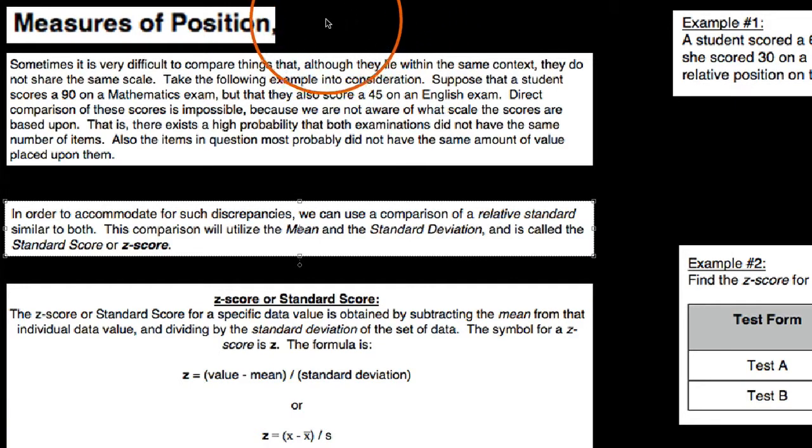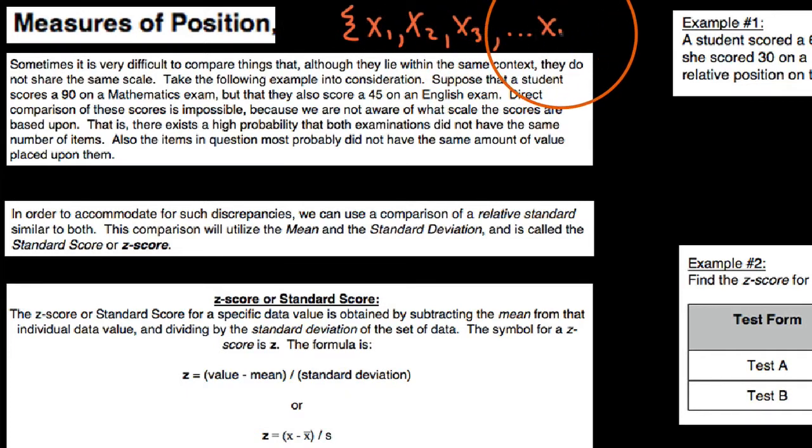What we're going to do now is assume that we have a set of data, and we could say that it's this list of numbers here. We say x1, x2, x3, all of this data, all the way out to maybe the nth datum. And what we want to do is describe where data lie within a data set if we were to assume that all of these were put in order from least to greatest. It's just that this is sometimes hard to do.